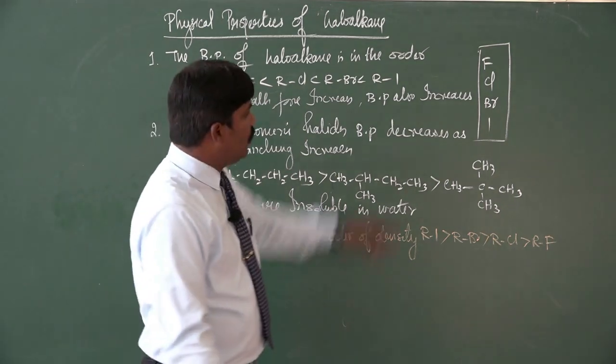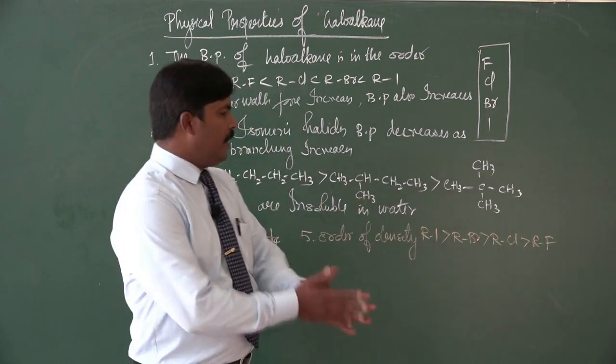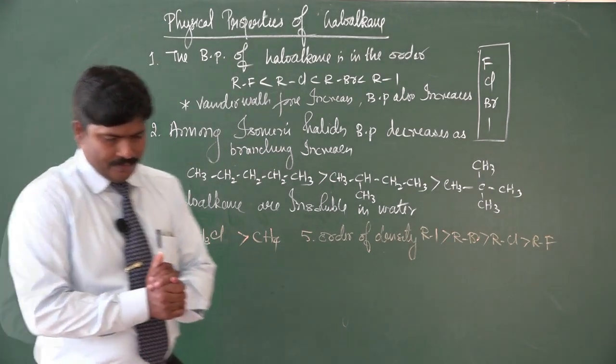Order of density: fluorine, chlorine, bromine, iodine. Iodine's molecular mass is higher. So RI > RBr > RCl > RF.